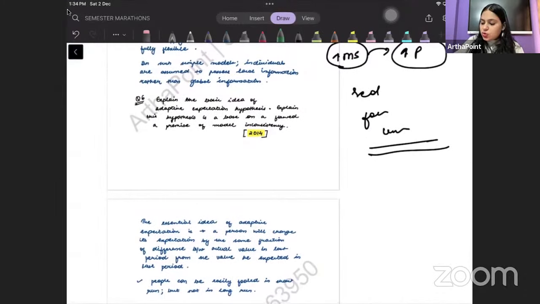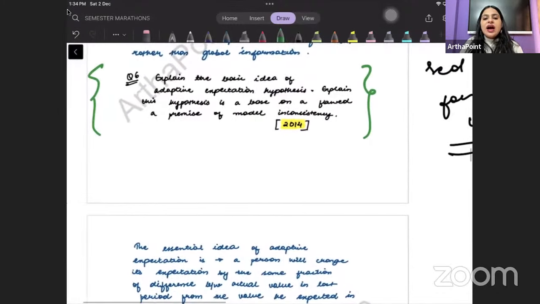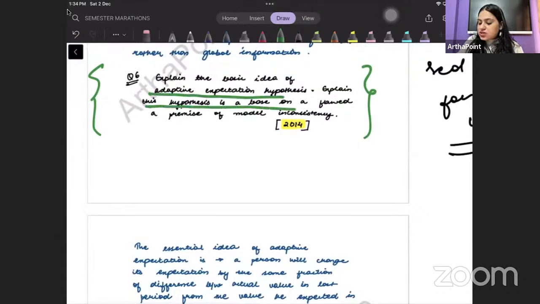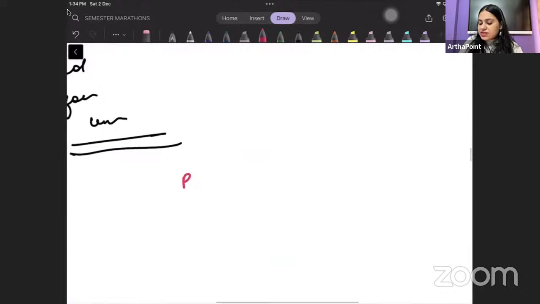This question came in year 2014. What is this saying? It says, explain the basic idea of adaptive expectation hypothesis. Explain this hypothesis is a base of the flawed premise of the model inconsistency. What will we do in this case? The first thing we will do is we will talk about what are adaptive expectations. तो हमने बता दिया कि adaptive expectation में whenever we set expectation about any variable, it is based on last year's value and the difference between last year value and the expected value.